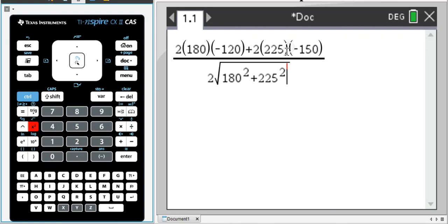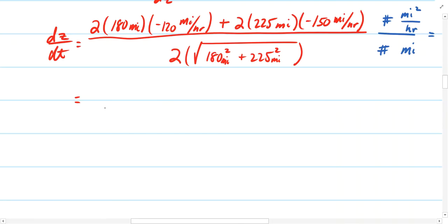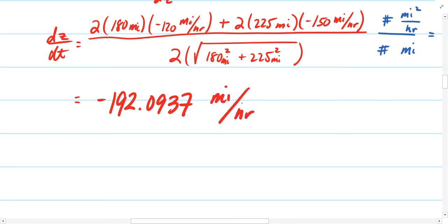And with the exception of the units, I think all of the numbers are in the correct spot. So when I press Control Enter here, we see an end result of negative 192. And from my perspective, I do like 4 decimal points for accuracy. So negative 192.0937. Now here again, considering our units, this does represent miles per hour.